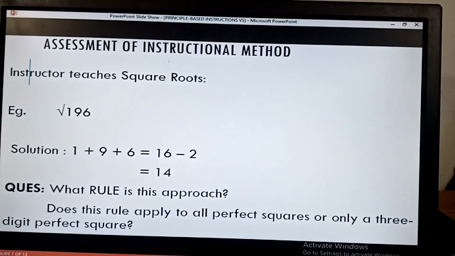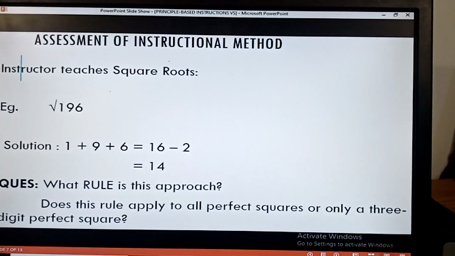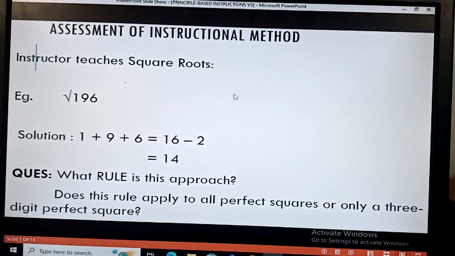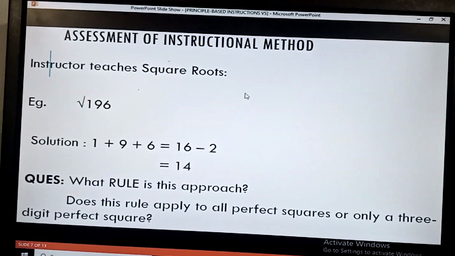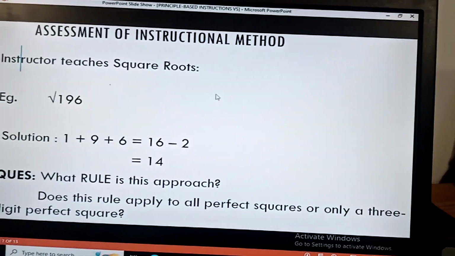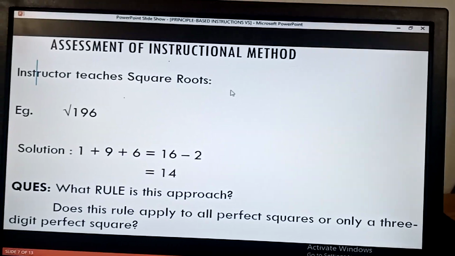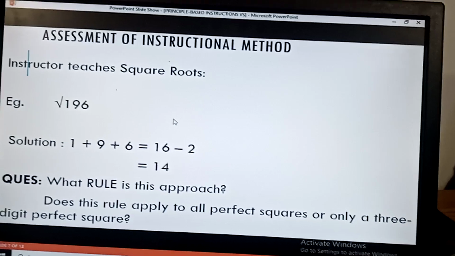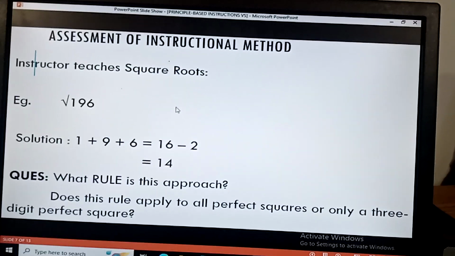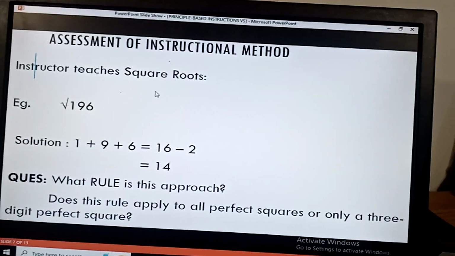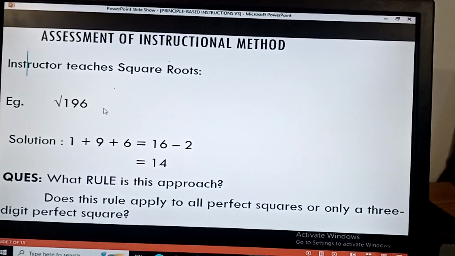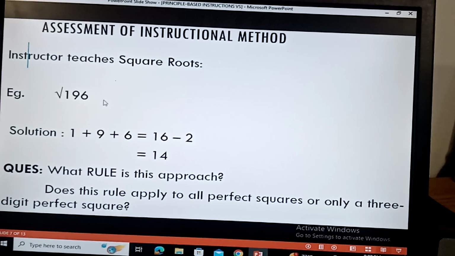Okay? He said, and I'm going to repeat what he said, that today they are going to take a look at square roots. All of a sudden, bam, square roots. No introduction, no preparation of the children's minds towards this topic, but all of a sudden, bam, let's look at square roots today, class 3. And he said, what is the square root of 196?